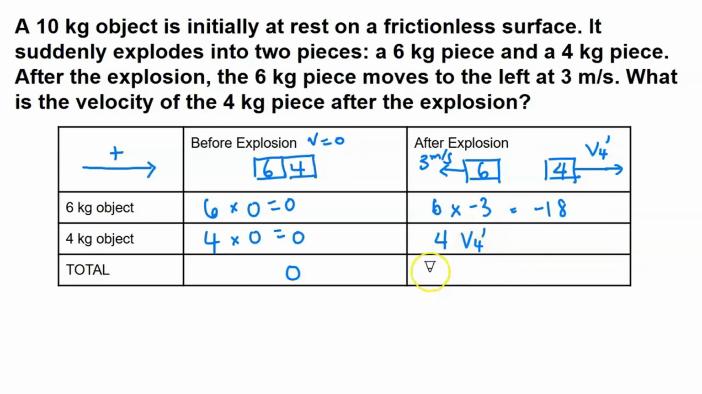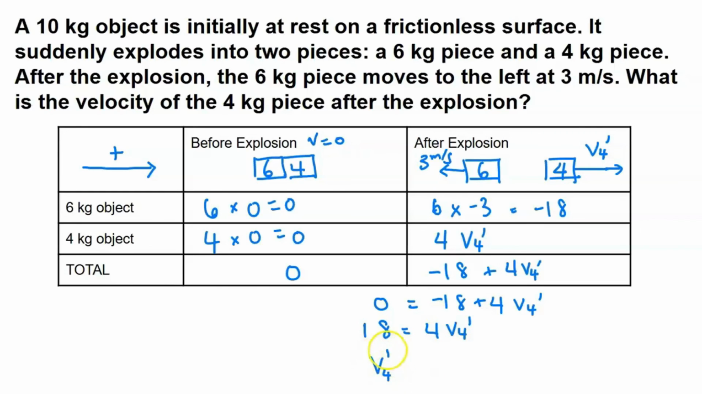So I'm going to add these numbers together: negative 18 plus 4 v4 prime. So we have 0 equals negative 18 plus 4 v4 prime. I'm going to move the 18 to the left, so 18 equals 4 v4 prime. Divide by 4 on both sides, and we get v4 prime is 4.5 meters per second.